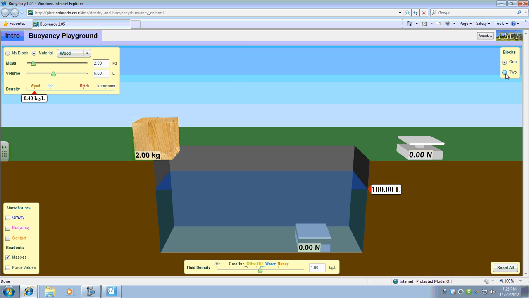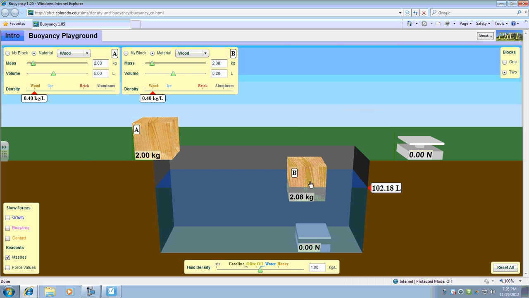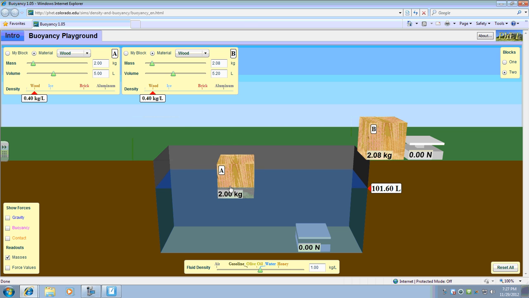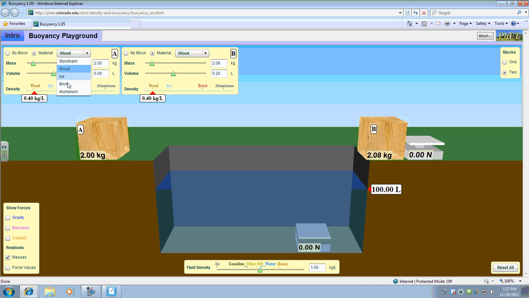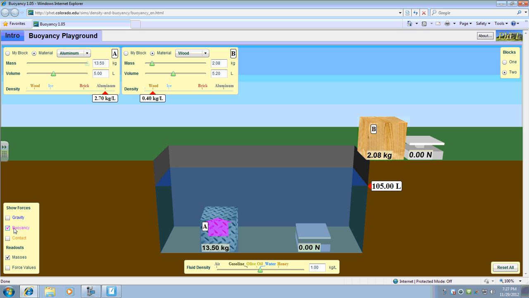You can even play around with multiple objects and see, okay, so if I change this volume here, what happens? Oh, that happens? I see. What about the volume of this one? Oh, that happens? Oh, interesting. Just play around with the scenarios. I think for some people, this really helps solidify some of their concepts and their understandings. You can change the different objects that you're going to throw in there and be like, oh, that happens. Well, let me see what the buoyant force is equal to.